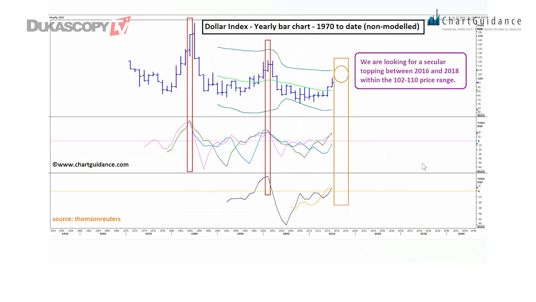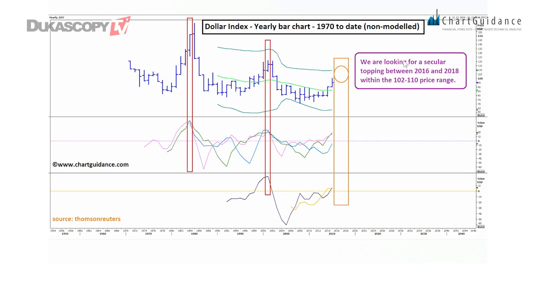And finally, the last picture, a yearly bar chart including the same indicators as previously. We have the overlying momentum and underlying momentum. We see that we can wait for some more 1 or 2 years before the topping is reached.